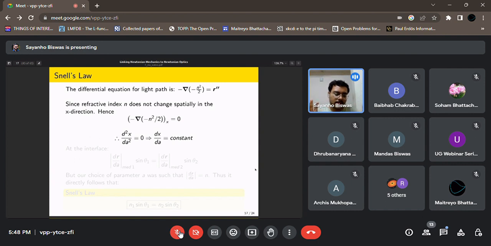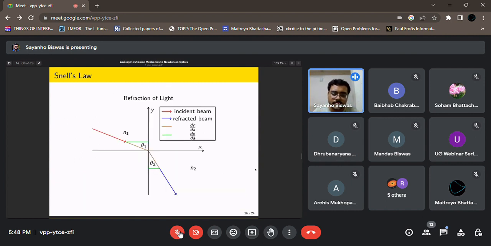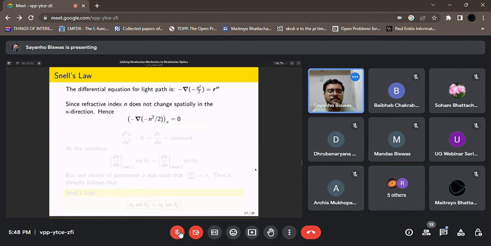Up to this, no one has any problems, right? If anyone wants to see the previous image, you can. This is the image, and this is where I have reached. Up to this, does anyone have any problem? You can tell me. I'm assuming that no one has any problems. Okay, let us move on. dx/da is a constant quantity.